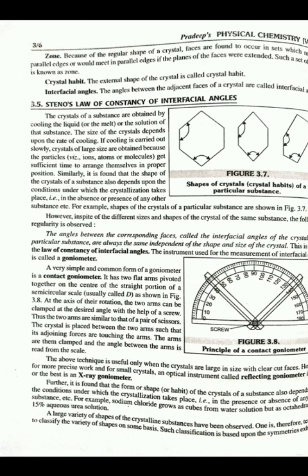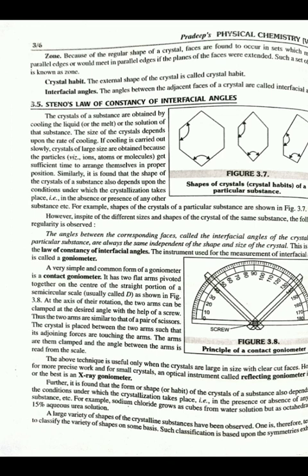Next, heading 3.5, Steno's law of constancy of interfacial angles. The crystals of a substance are obtained by cooling the liquid, or the melt, or the solution of that substance. The size of the crystals depends upon the rate of cooling. If cooling is carried out slowly, crystals of large size are obtained because these particles, via ions, atoms or molecules, get sufficient time to arrange themselves in proper position.